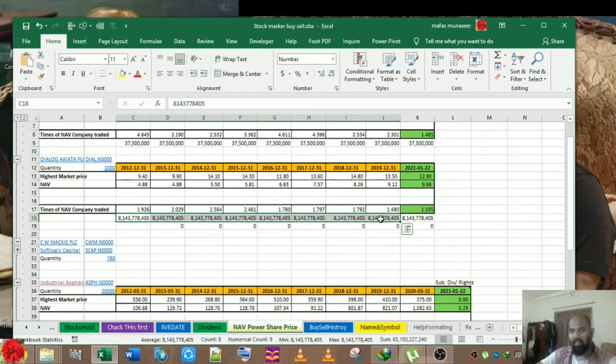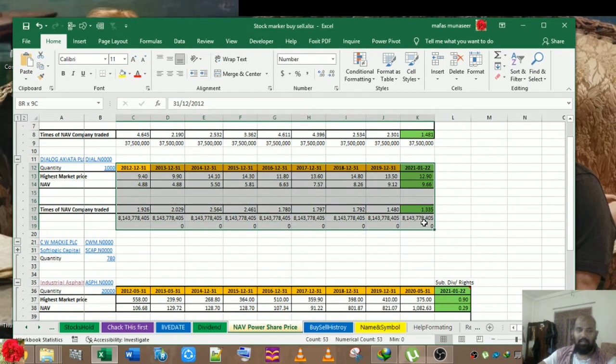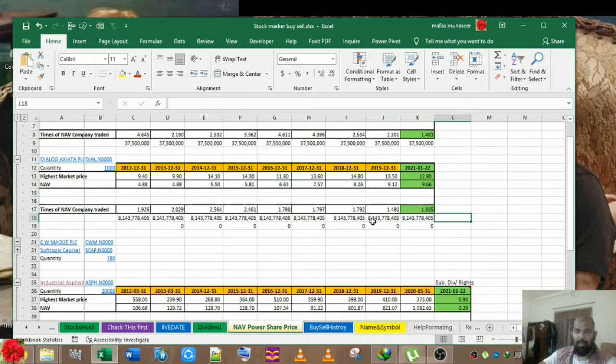So those are things I don't understand about the stock market. Still I didn't fully understand the stock market like that. So if anyone knows, clear me, I don't know how to get the profit out of Dialog. Look at that.